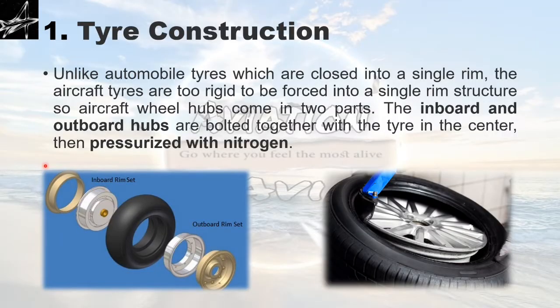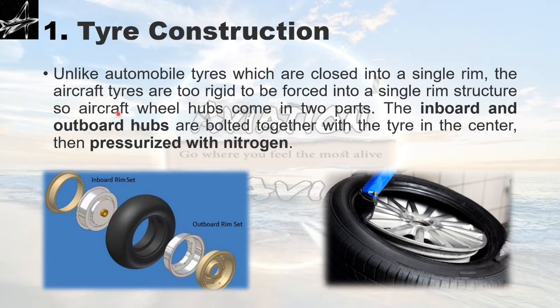Starting with the very basic first, tire construction. Unlike automobile tires, which are bound into a single rim, this is an automobile tire bound with a single rim. This is a single rim. The aircraft tires are too rigid to be forced into a single rim structure.